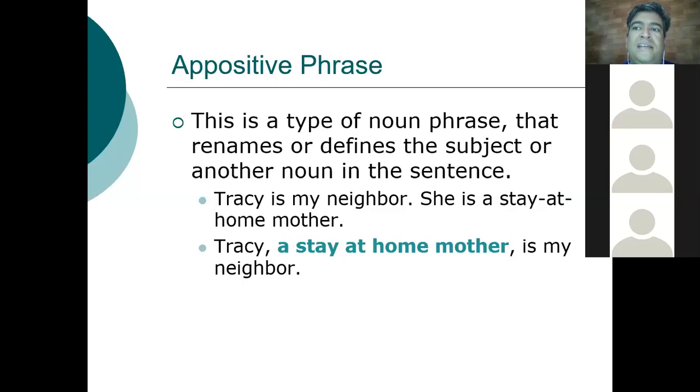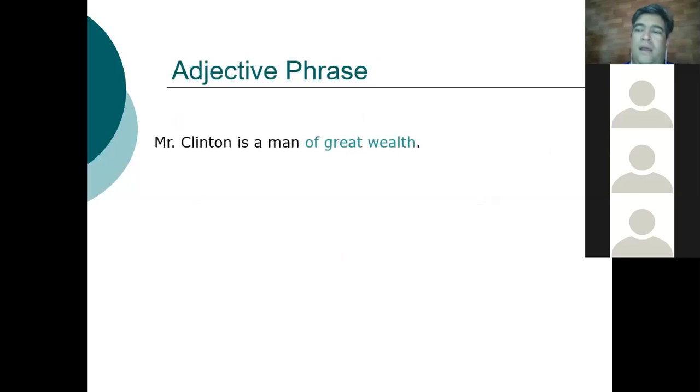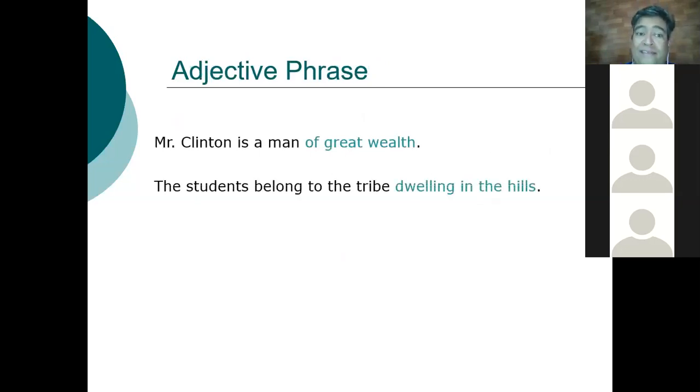Bueno, así funcionan las cláusulas no restrictivas. Las cláusulas no restrictivas dentro de una oración no le quitan el significado total o completo a una oración, ¿ok? También tenemos las adjective phrases. For example, Mr. Clinton is a man of great wealth. Great wealth quiere decir como de una gran fortuna. Understand? The students belong to the tribe dwelling in the hills. Okay? Dwelling in the hills.